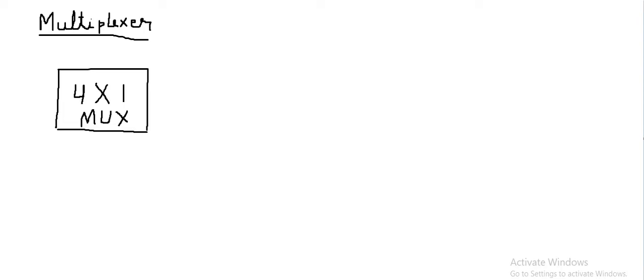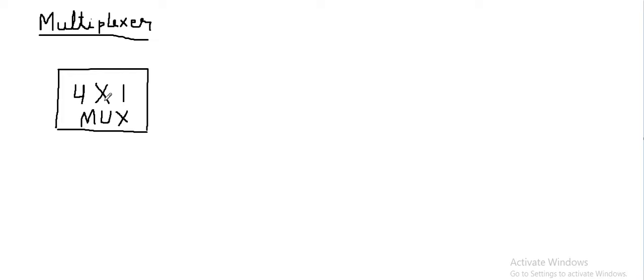Multiplexer, also known as a data selector, is a combinational circuit that has multiple inputs and one output. A multiplexer has 2^n input lines and one output, and in short form we write MUX. The example I have taken here is a 4x1 multiplexer.